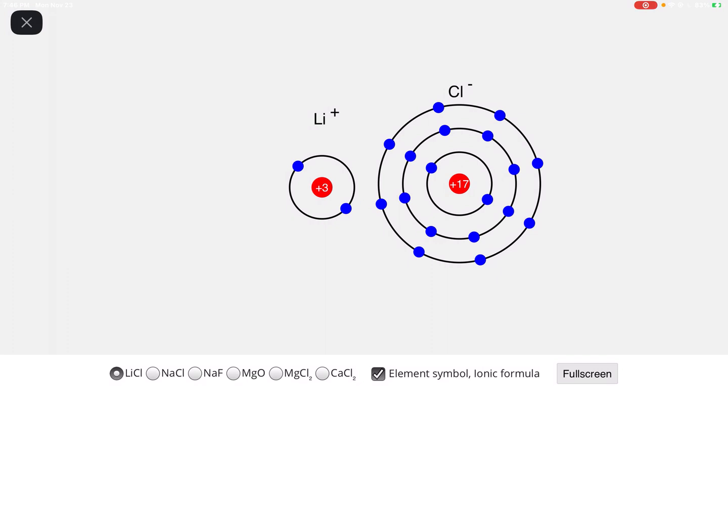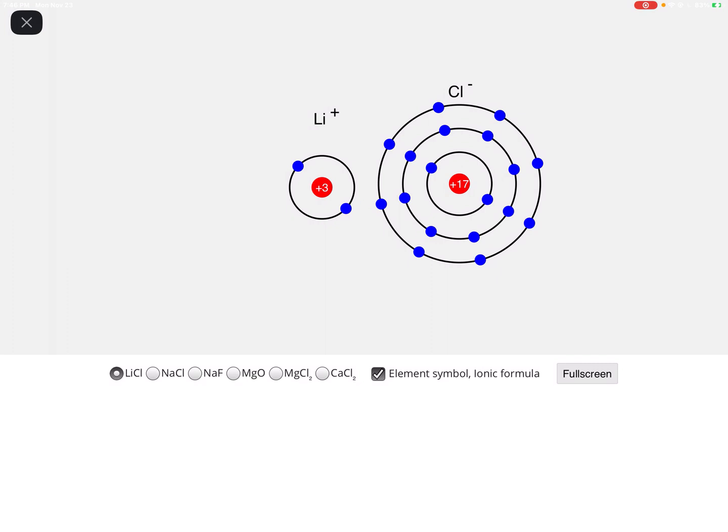Lithium chloride is formed. Now, one thing about ionic compounds is that the charges have to balance one another. You have a +1 and a -1; they balance out. It only takes 1 atom of each to form this compound. The formula would be LiCl.